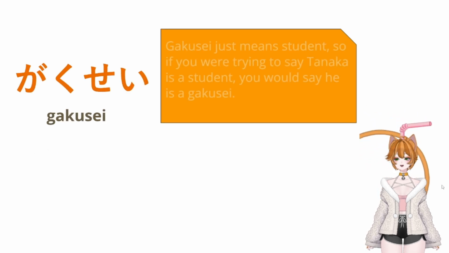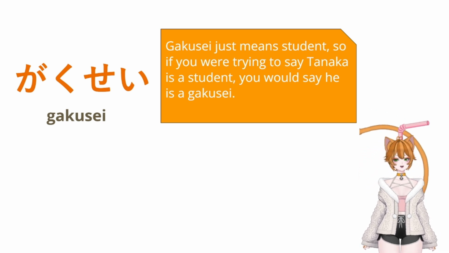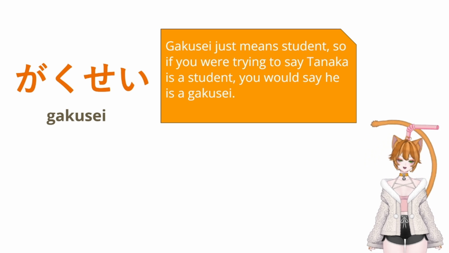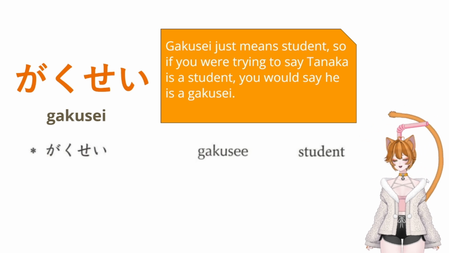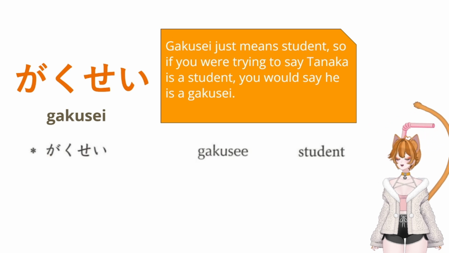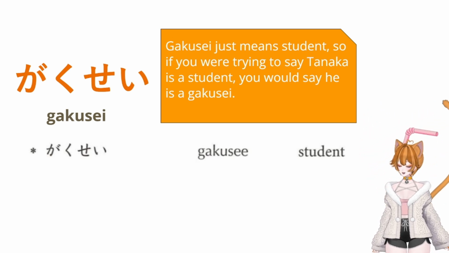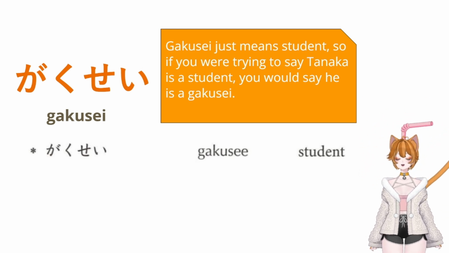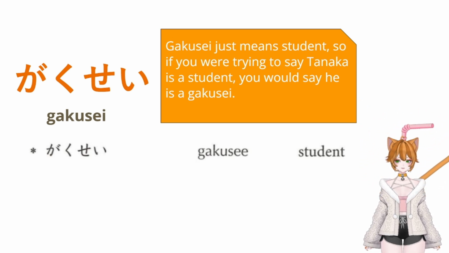Alright, our next one is gakusei. Gakusei just means student. So if you were trying to say Tanaka is a student, you would say he is a gakusei. And I know in the slideshow it has EI. In some versions of the textbook, it is going to have EI. In others, it is going to have that EE, which I guess would be a little bit more accurate because, again, it is just another elongation of the E vowel. So gakusei.